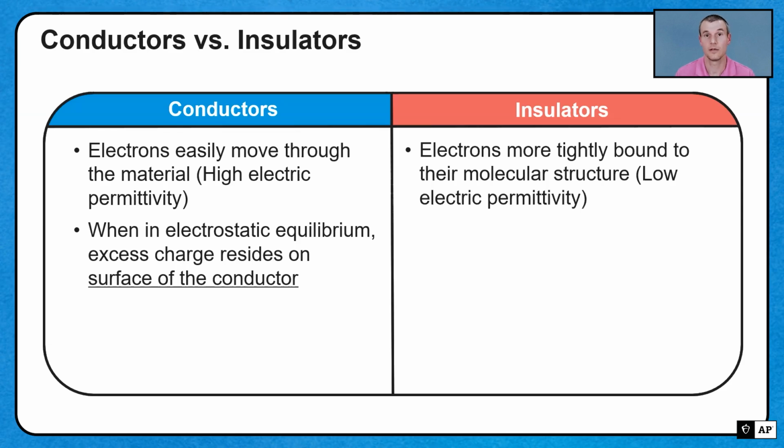Compared to insulators, those electrons are more tightly bound to their atoms. That's what makes them an insulator. Yes, they can kind of polarize and stretch around a bit, but they're not drifting the same way that electrons might inside of a conductor.